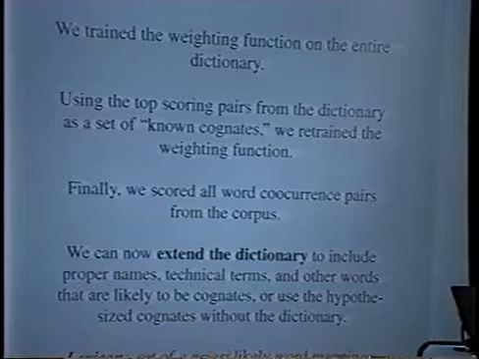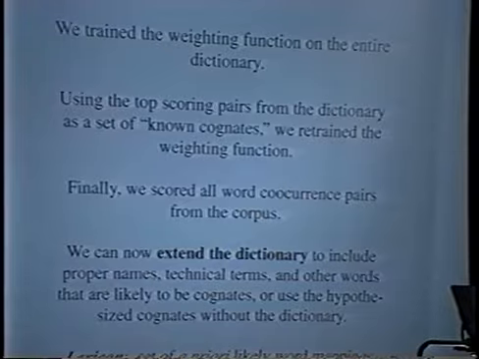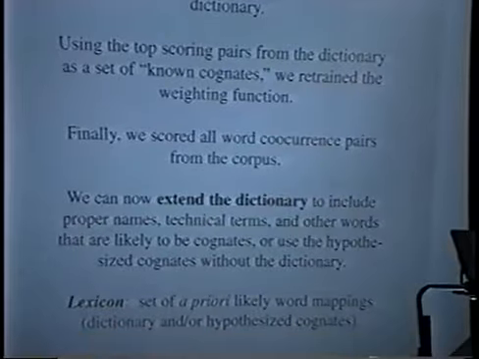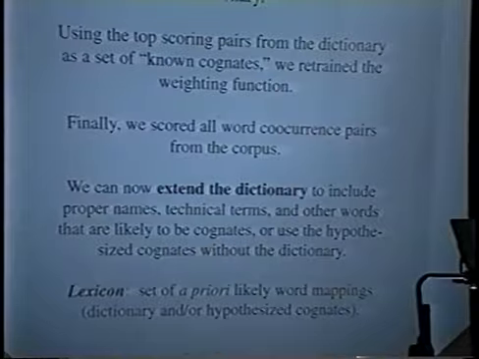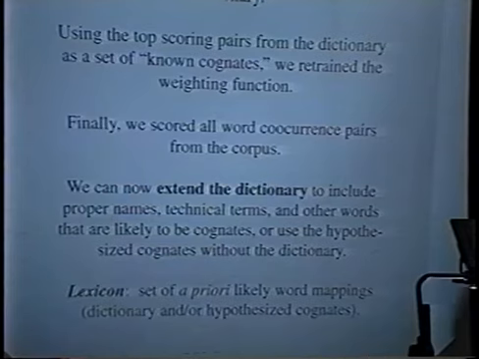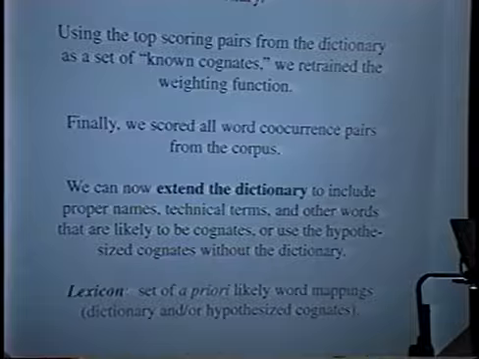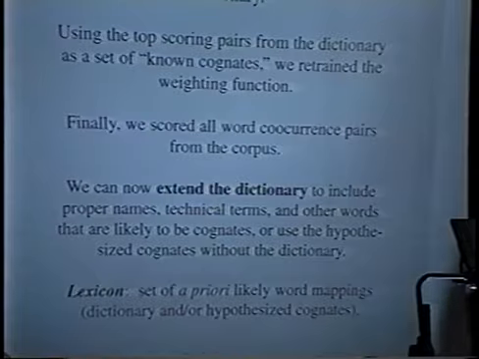I did some experiments. This is my methodology for determining cognates using the dictionary and the corpus. So I trained the weighting function on the entire dictionary, and there was a lot of noise, obviously, because everything in the dictionary was not a known cognate. In fact, most things were not. But when I filtered and took the top scoring pairs from the dictionary and pretended that they were known cognates, which is very likely true because they looked very much alike, I retrained the weighting function and then scored all the co-occurrence pairs from the corpus.